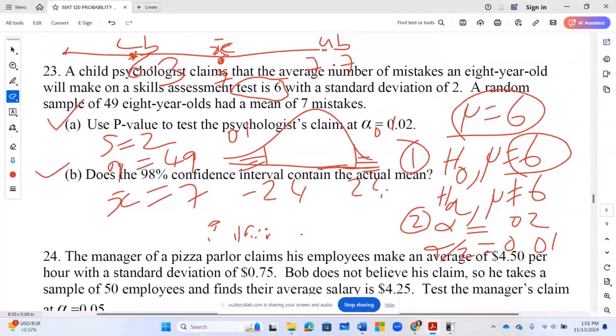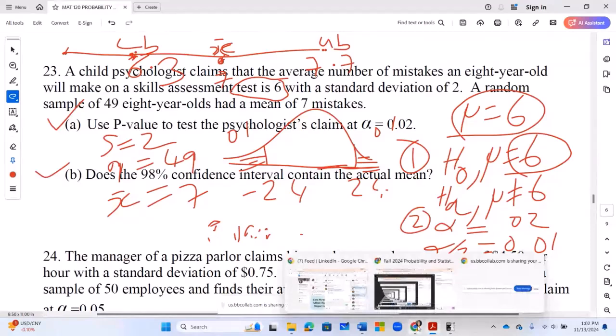6 is on the left-hand side of the lower bound. In other words, 6 falls into the left-hand rejection region. Therefore, we reject the null hypothesis. So that we rejected the null hypothesis, we are now saying that the average mistakes that the 49-year-olds make must be greater or less. Actually, it says it's less. It's less than 7. It's not exactly 6. Okay, so this is example 2.